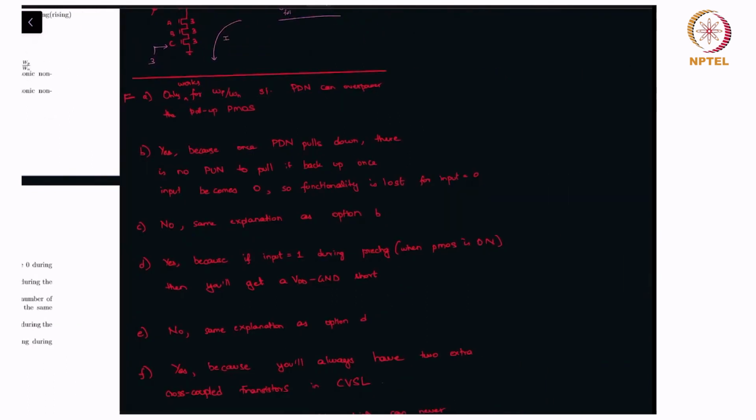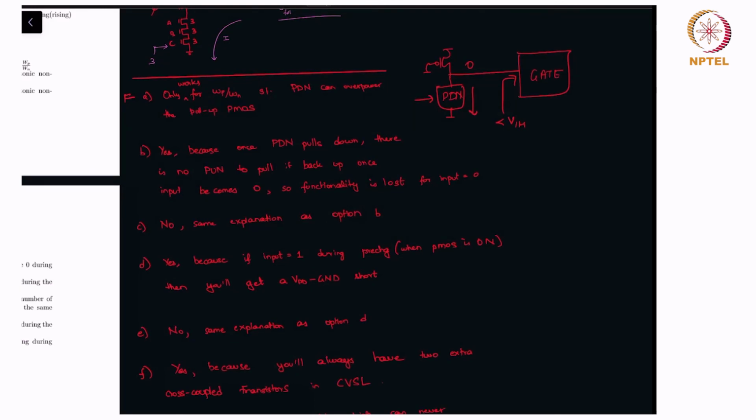Which is to say that if this is the PDN and this is the pull up PMOS tied to ground, and it's driving some gate, the idea is that when this stack is activated, it should pull the output to 0, that is below the VIH of the next gate. But that is not going to happen for all possible WP by WN.